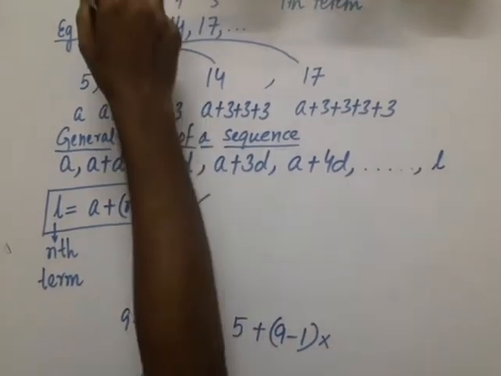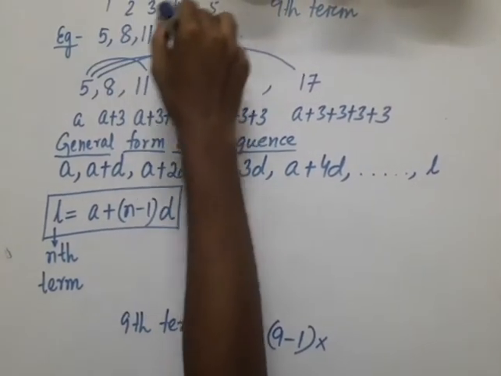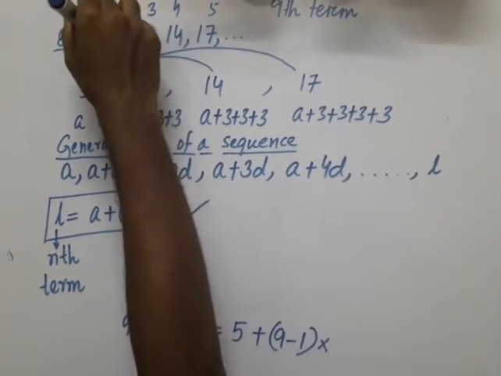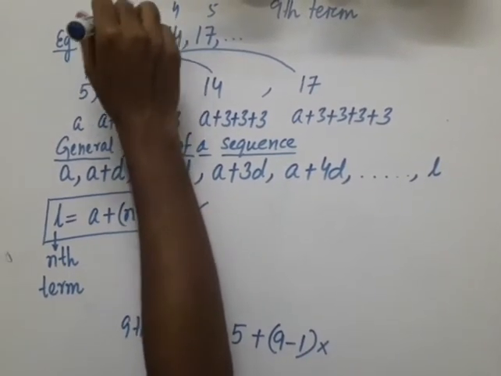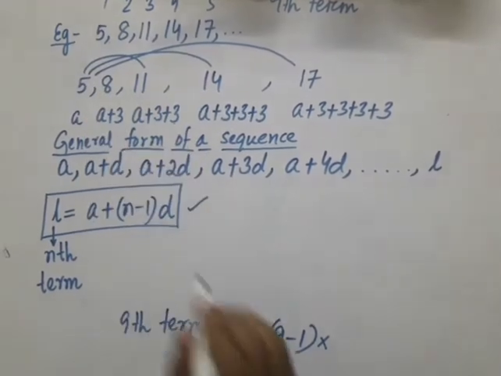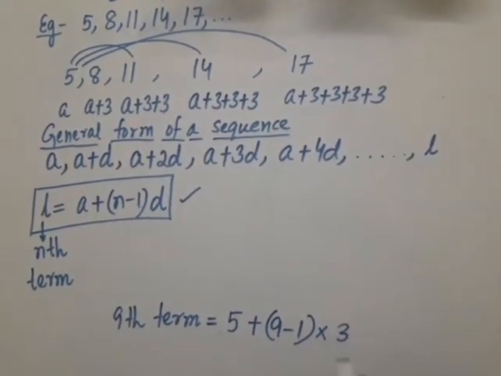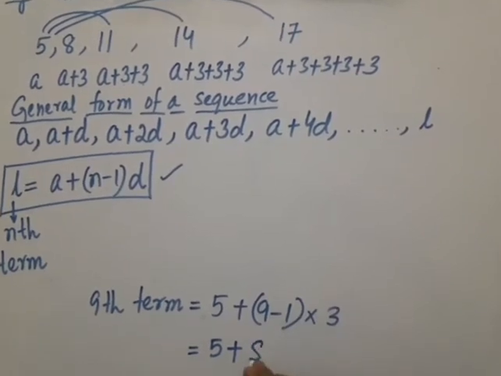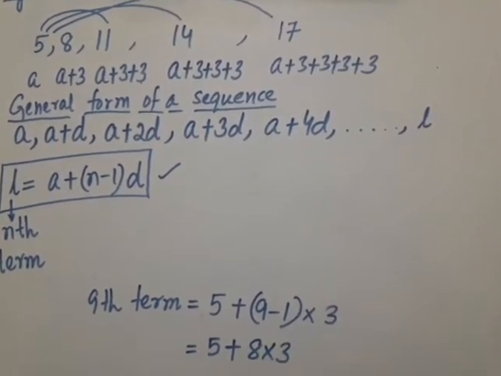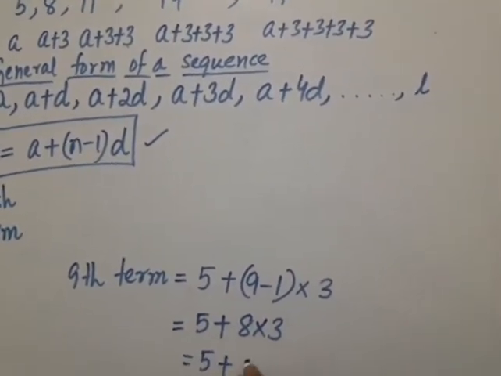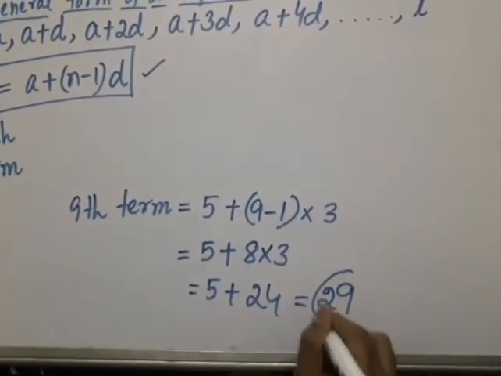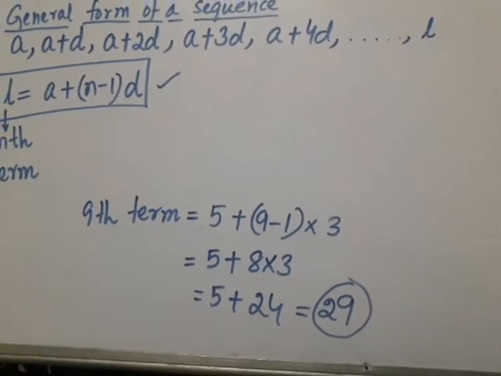What is the common difference here? We have noticed the common difference is 3. Every time we are adding 3 to the preceding number, we are getting the next successive numbers. So D is 3. We will solve this as 5 plus 9 minus 1 is 8 into 3. 5 plus 8 3s are 24, and 5 plus 24 is 29. So the ninth term we have is 29.